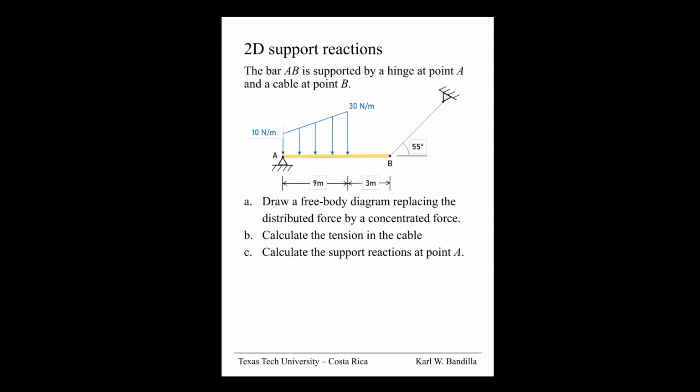This is another 2D support reactions problem. Here we have this yellow bar that is supported at point A by a hinge and at point B by a cable that's anchored into the wall. And we're given what the angle of this cable is relative to the bar. And we are asked to draw a free body diagram, calculate the tension in the cable, and then calculate the reactions at point A. All right, let's do that.